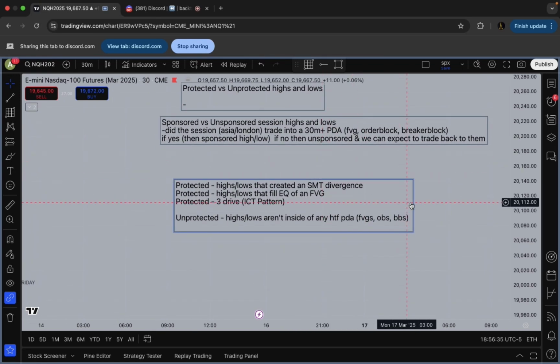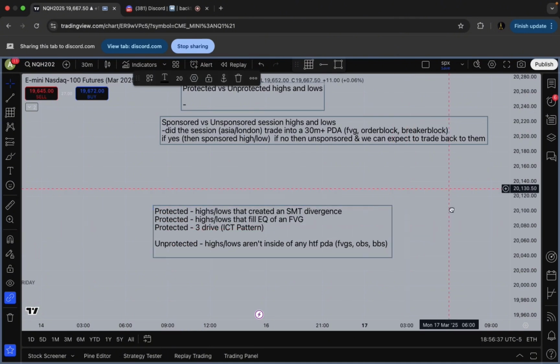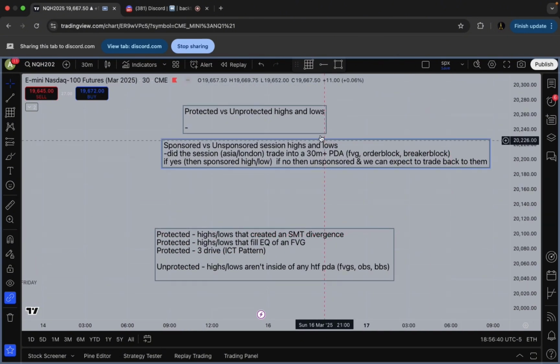Yeah. It's just like if it's also aligned with the rest of your buys, it's just a plus.